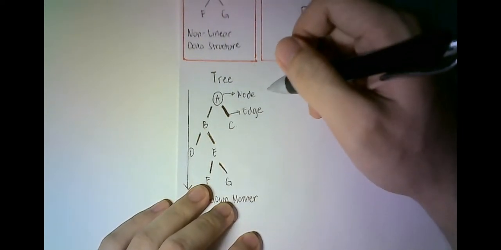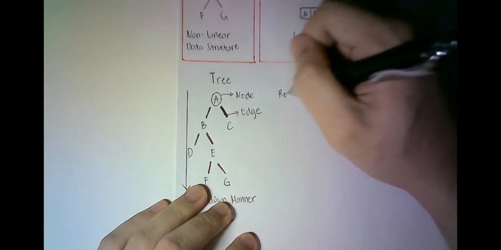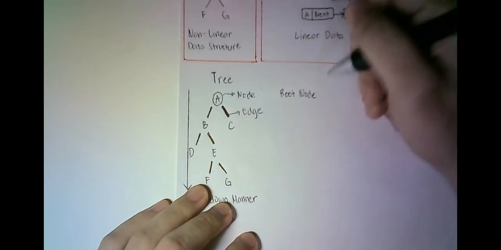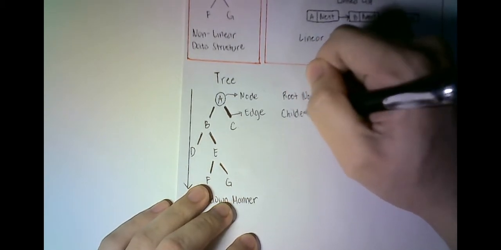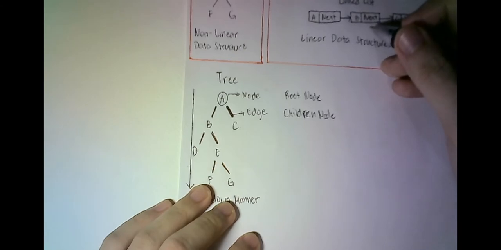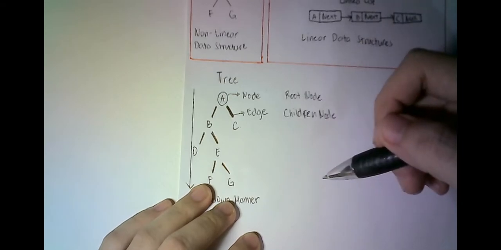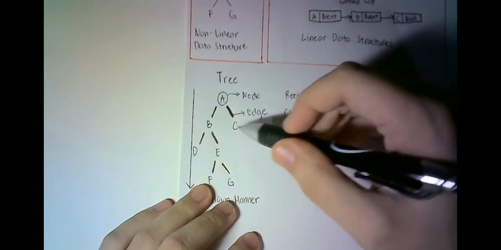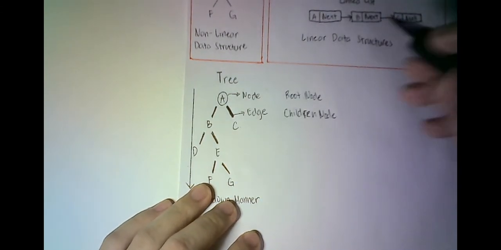So the first node in the tree is what you call the root node. Then the other nodes that are connected to the root node are what you call children nodes. Of course, if there are children, then there's a parent. So you can say that the parent node of nodes B and C is the node A. It's just like that.